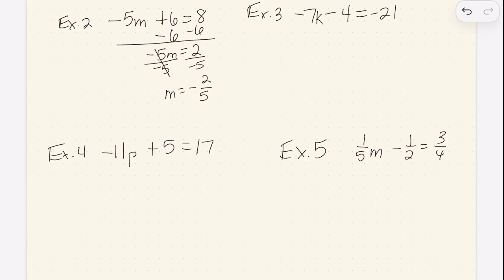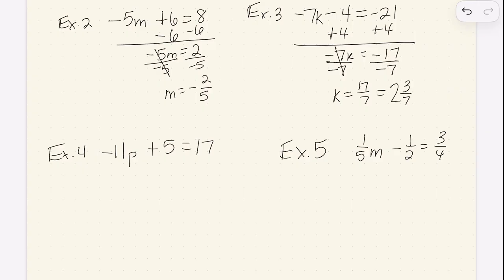All right, the next example, example number 3. Negative 7k minus 4 equals negative 21. So I'm going to add 4 to both sides so that I can start getting that variable by itself, and I can zero out that digit right there. So then I'm left with negative 7k equals negative 17. I'm going to divide by negative 7 so that is a positive 1k. Divide this by negative 7 because if I do it to one side, I have to do it to the other. I end up with k equals 17 over 7 because a negative over a negative is a positive. And then that will make a mixed number of 2 3/7.